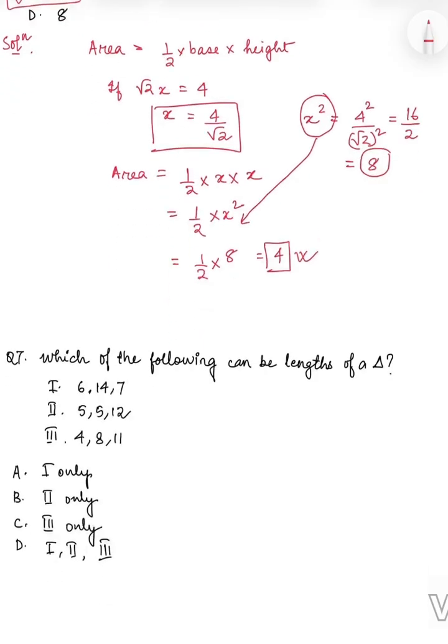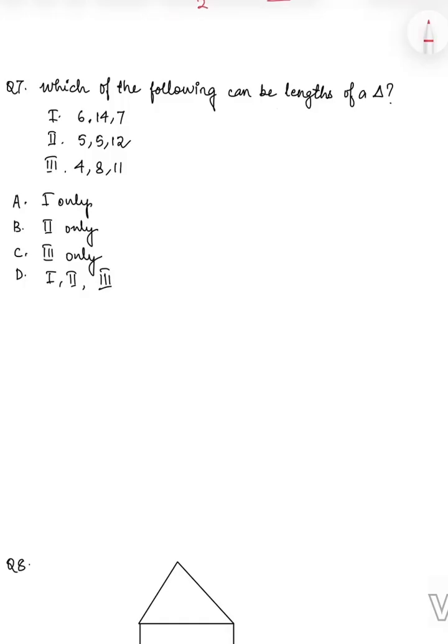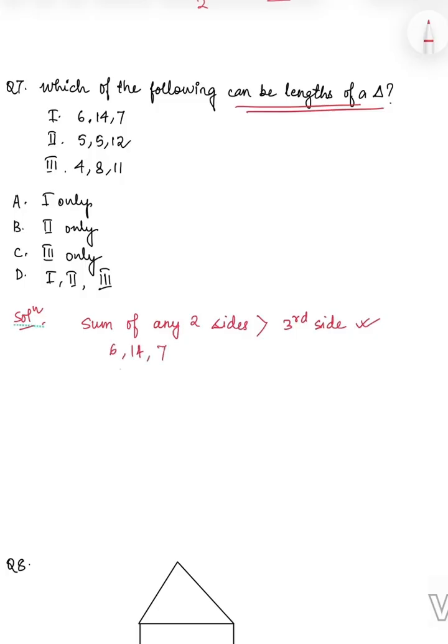Okay. Now the second is, which of the following can be the lengths of a triangle? What do we know? We know that the sum of any two sides must be greater than the third side. This is the basic concept we need to keep in mind. So for the first one, it is 6, 14, 7. Just by looking, we see 6 plus 7 is 13. Is 13 greater than 14? No. So this is not correct.